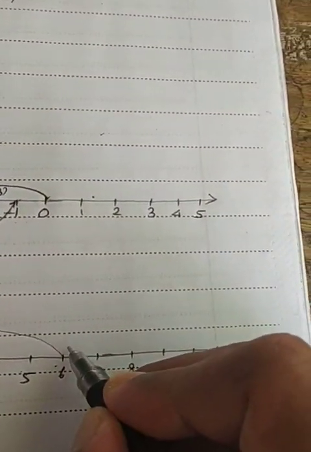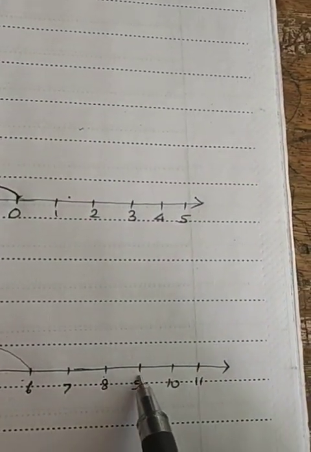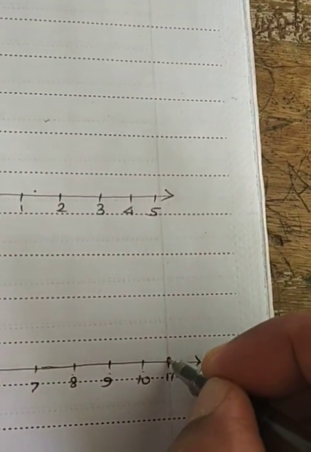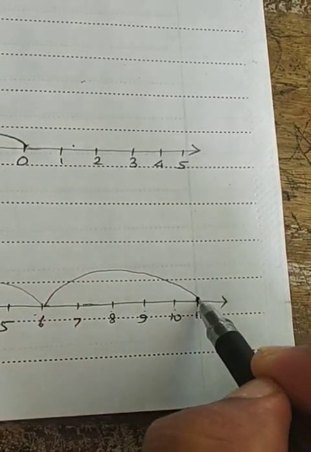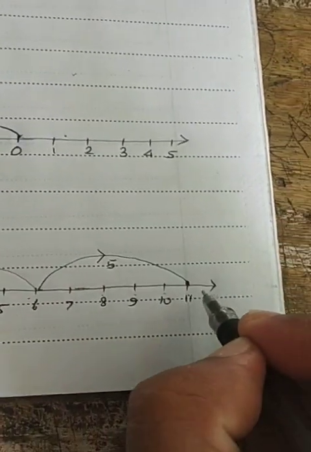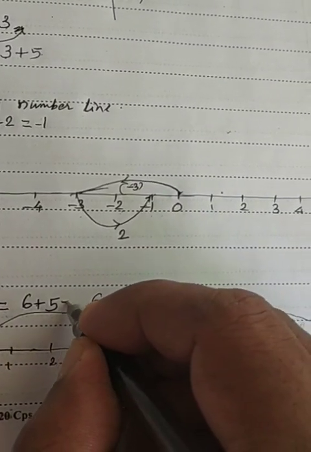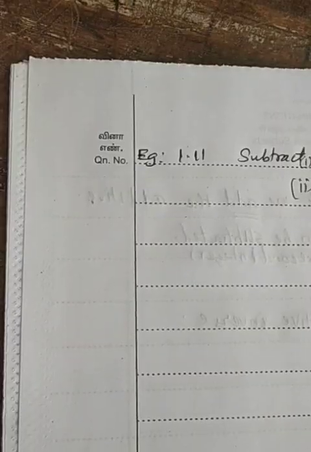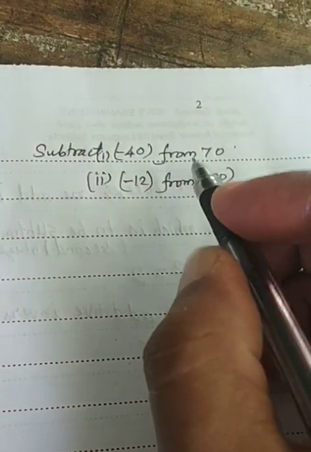We move 5 steps on the right side. 1, 2, 3, 4, 5. The point is 11. So we'll reach 11. Okay. So it is 5 steps. So what will be the answer? It is equal to 11. Do you understand this? You must listen to the statement carefully.